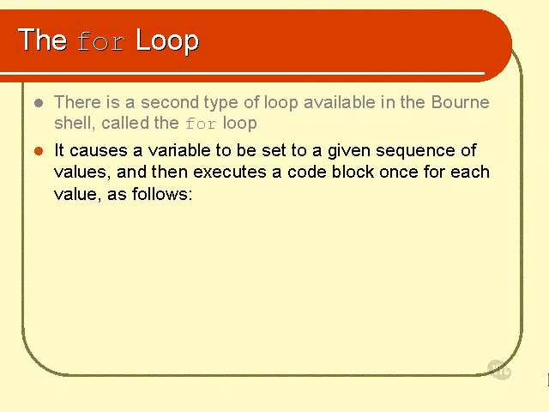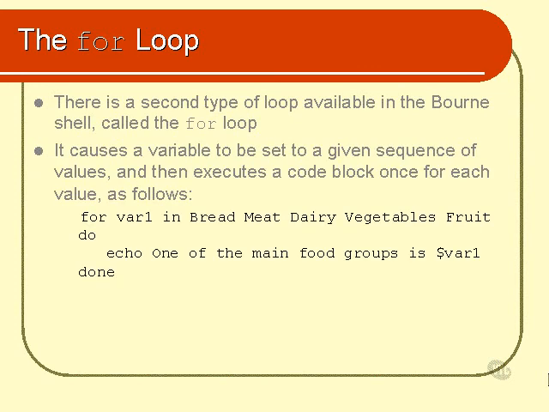That's the premise behind the for loop: set a variable to a given sequence of values and then execute the code block once for each value. And it looks like this. This is a little example. If you had a variable called var1 and you could set it to a range of values: bread, meat, dairy, vegetables, fruit, 5 different values there.